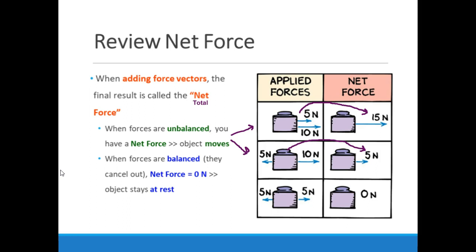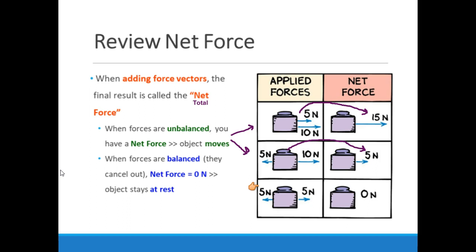Now, on the other hand, sometimes our forces balance out. So let's say we've got one person pulling to the left with 5 newtons, and the other person pulling to the right with 5 newtons. Think about this as a tug of war. Will either of those people win? Person on the left, person on the right, both pulling with the same amount of force.